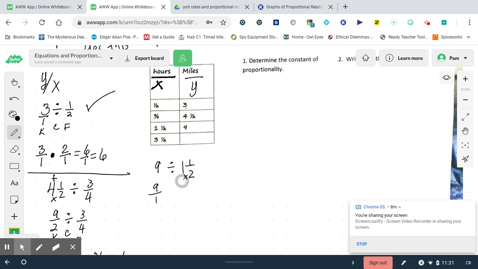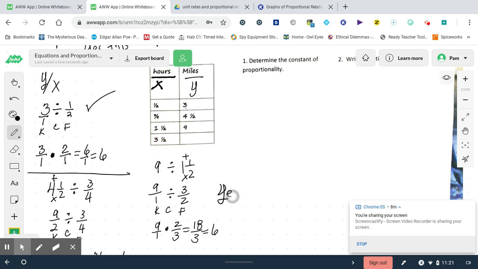And I'm going to change this to an improper fraction. 2 times 1 is 2, and 2 plus 1 is 3. So 9 divided by 3/2. I'm going to keep, change, and flip. So I end up with 9 over 1 times 2 over 3 when I multiply by the reciprocal. That's 18 over 3, which is 6. Okay? So is it proportional?